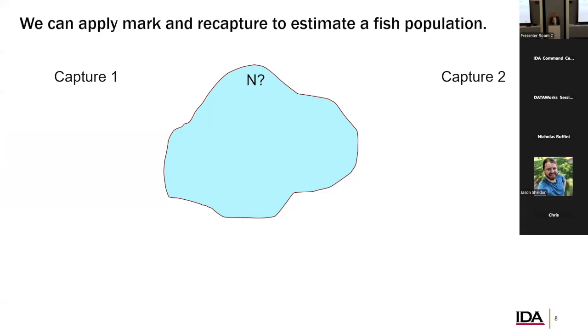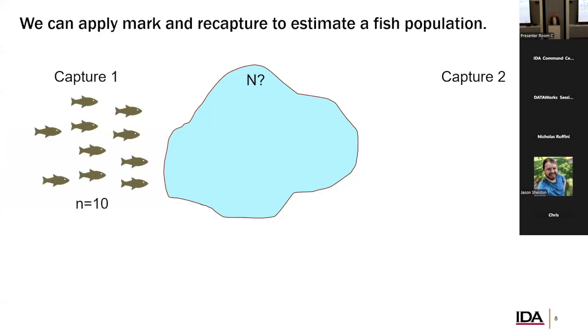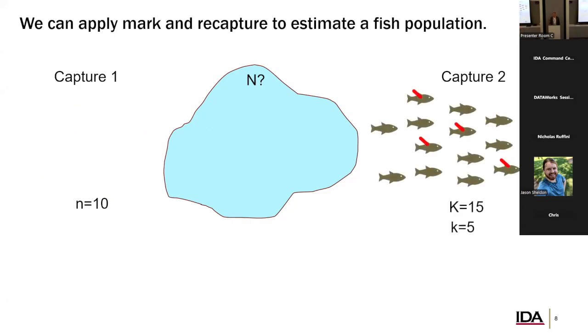So here's a very basic example. You might have learned this one back in grade school. Imagine you're trying to estimate the number of fish in some lake. It's a mystery how many are really out there. So you capture a bunch. Let's say you've got 10. You mark them all, you throw them back in the lake, you wait long enough for them to remix into the population, and you do another capture.